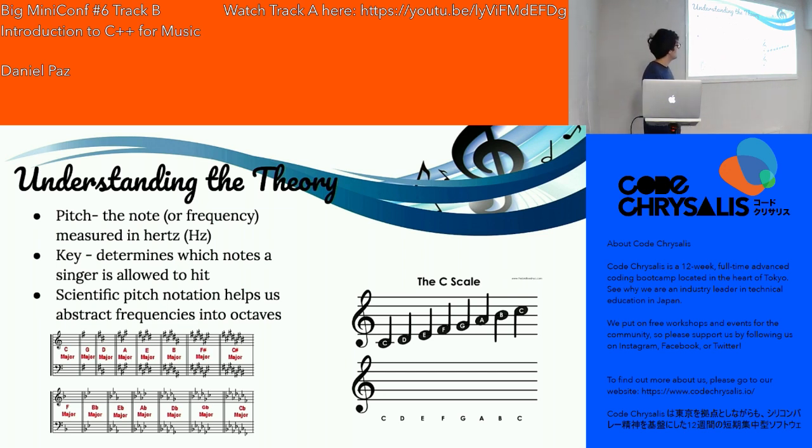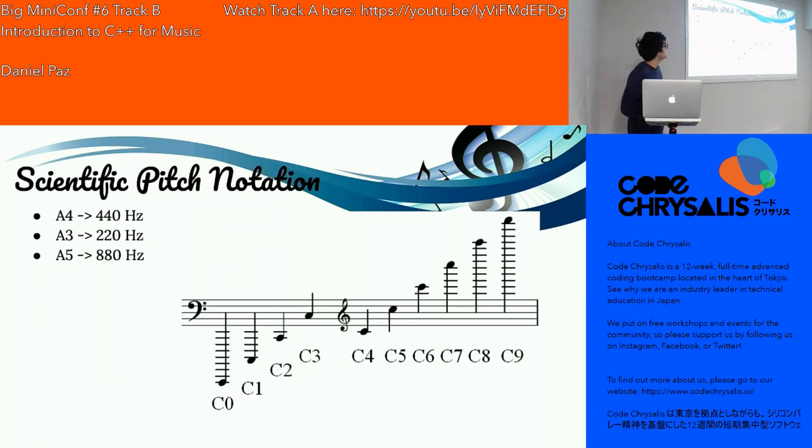And lastly, people tend to think of scientific pitch notation to help them abstract frequencies into octaves. So some example of this is we have our frequency, that's 440 hertz, and that's A4, so that means A in the fourth octave. A3 would be half of that, and A5 is twice that. And that just shows the going up.